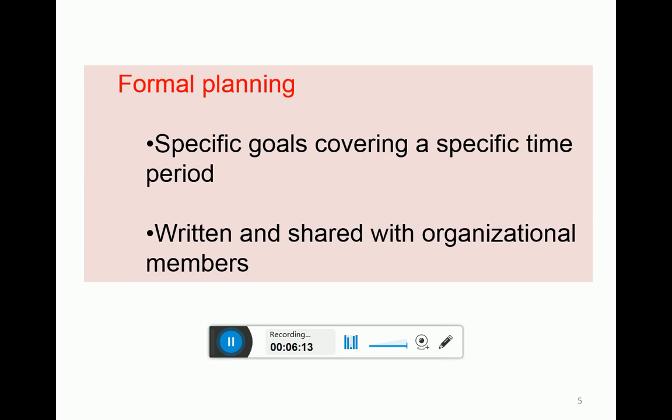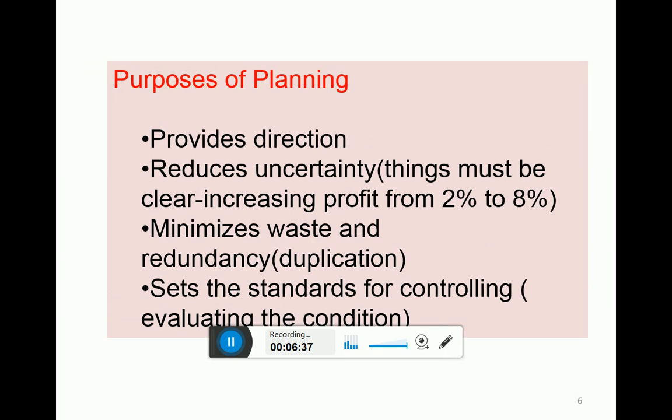Formal planning is specific goals covering a specific time period. These are the specific goals, already declared and defined, and it has a time frame, within a time boundary, written and shared with the organizational members.